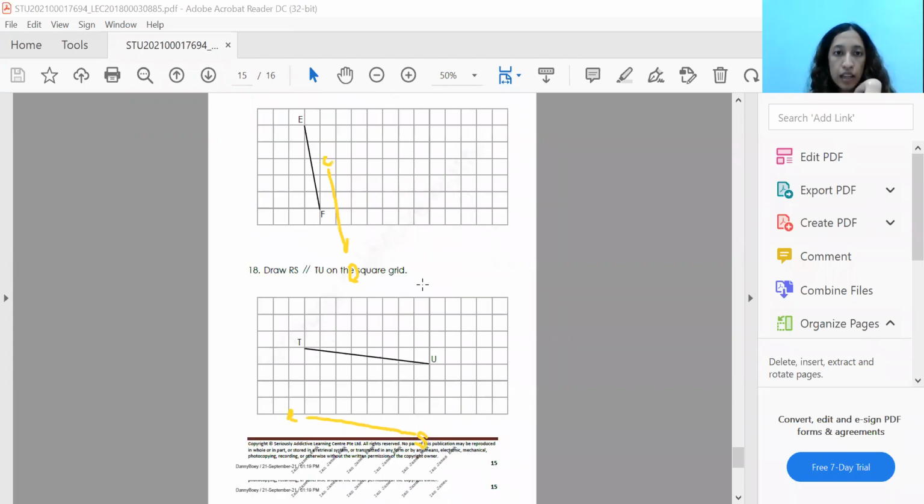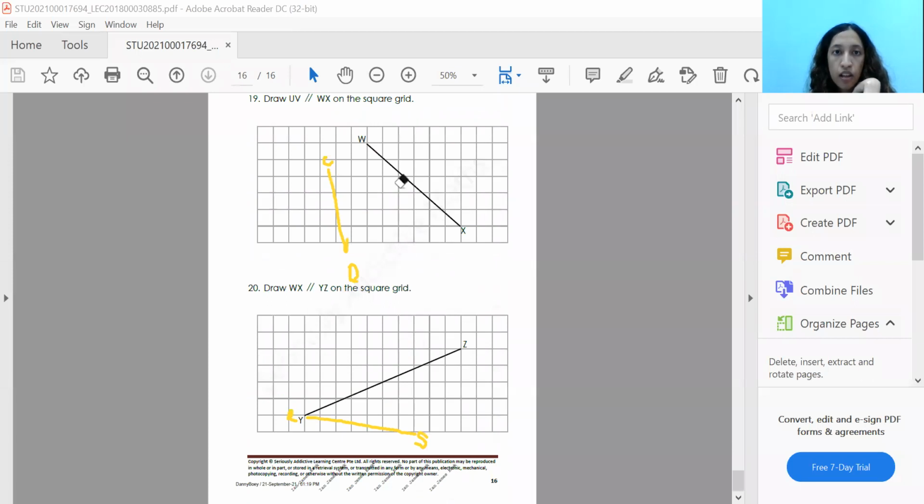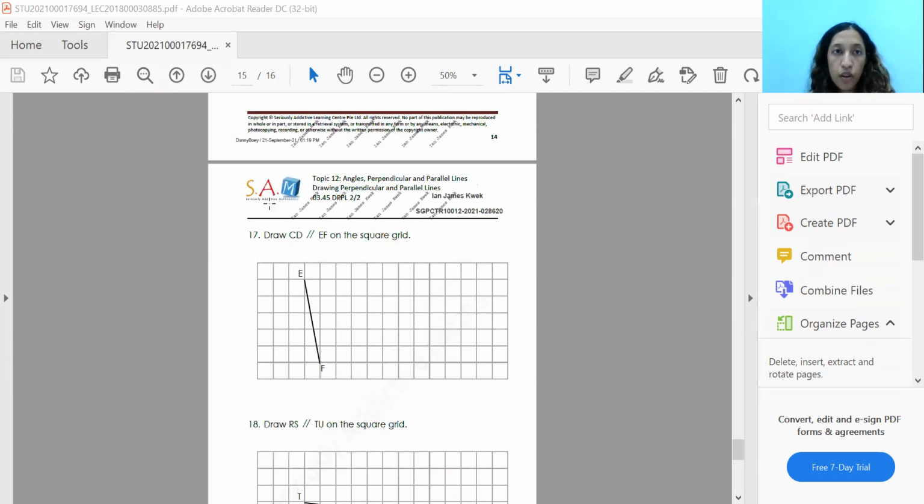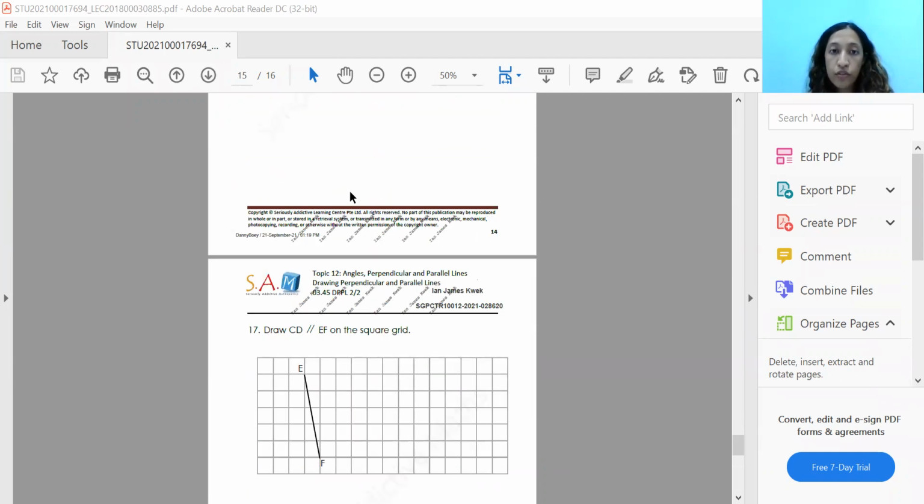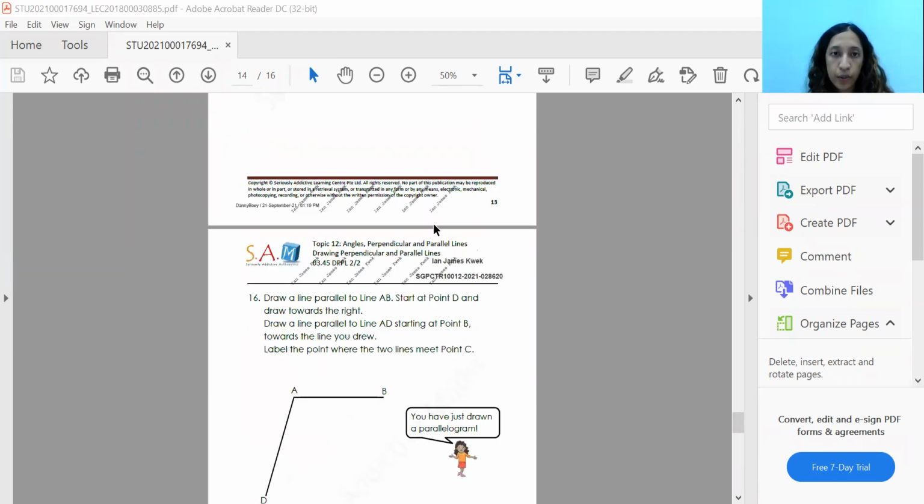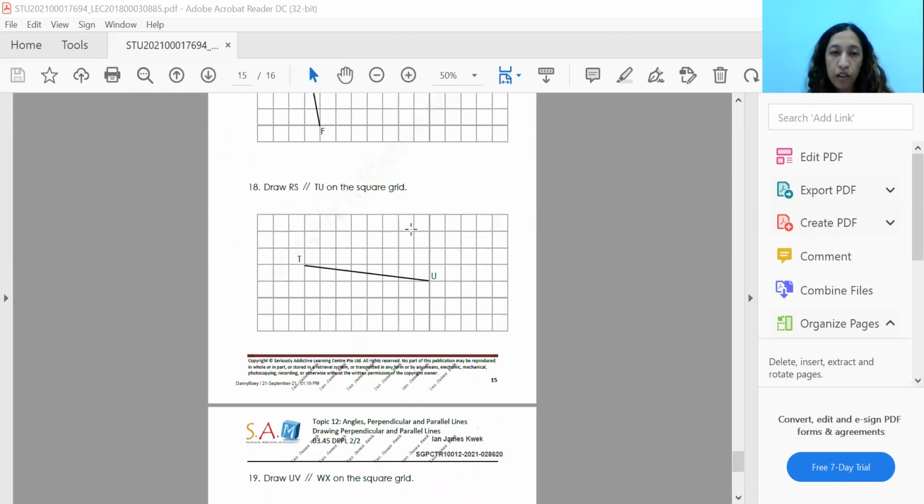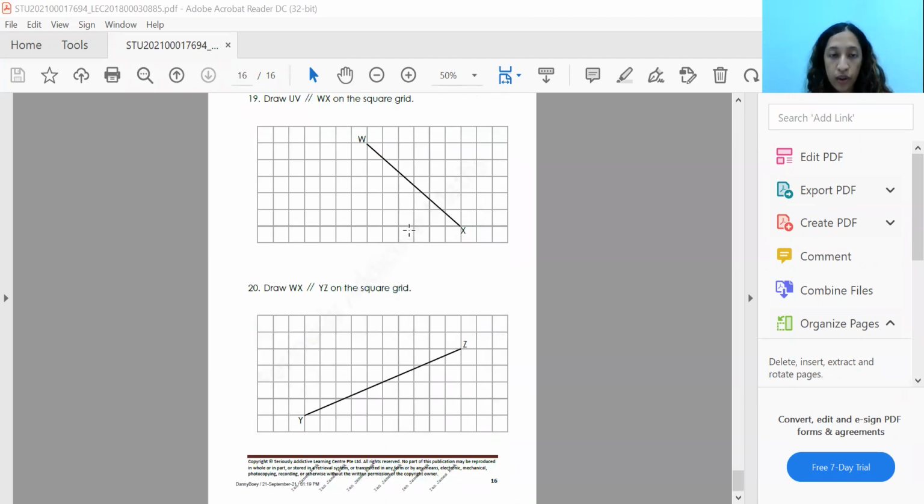So basically that's about it for today's topic. Okay, most is on drawing parallel lines. And yeah, so you have to use your ruler and don't forget to label the points given, all right? Okay, so yep, that's about it. I hope all of you understood what I went through.